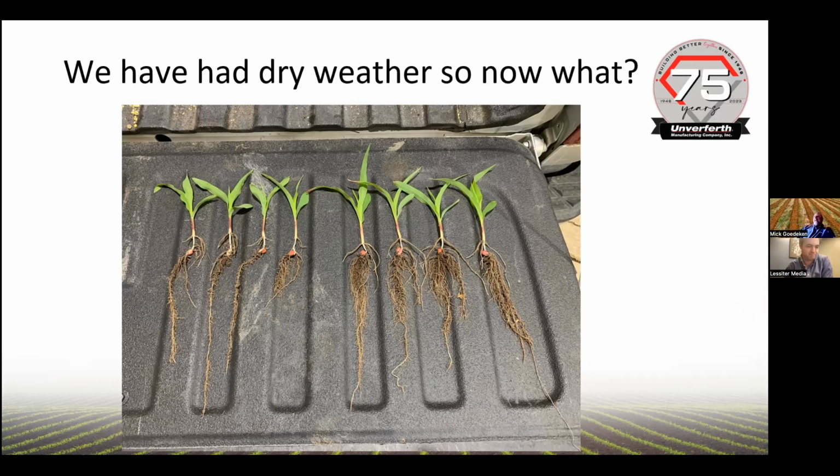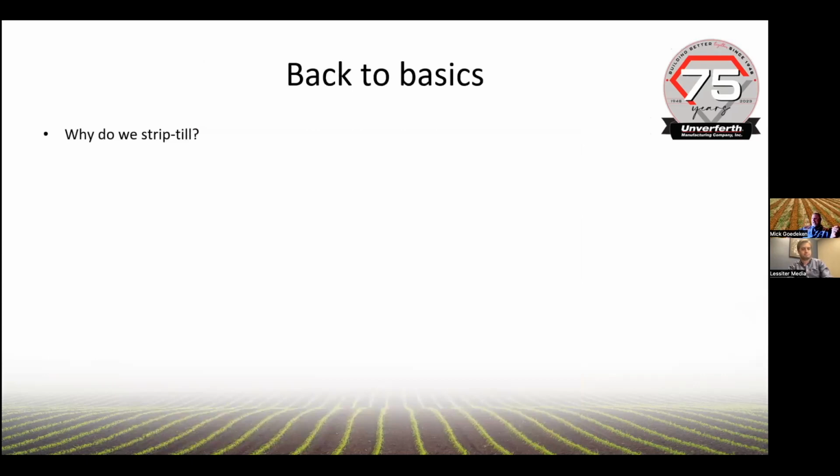So we've had dry weather. So now what? I wish there was something out there that magically could help us infiltrate water better, get us more root surface so that we can explore more area and capture more water. And gosh, if we had that, we'd have it made in the shade. Well, we kind of do, because we have strip tills.